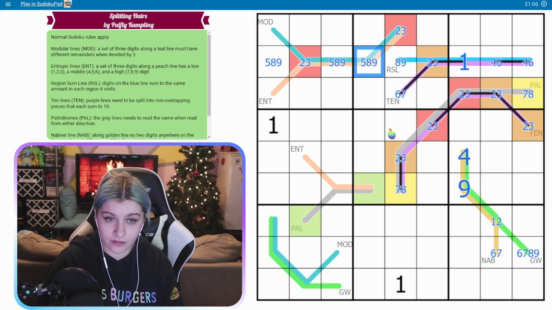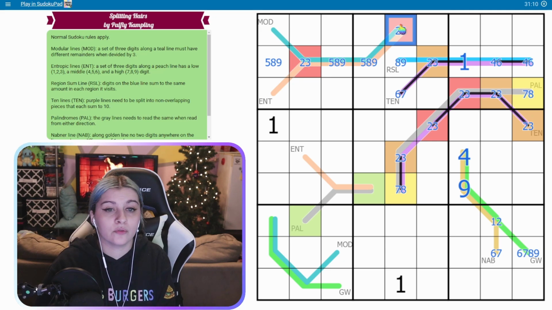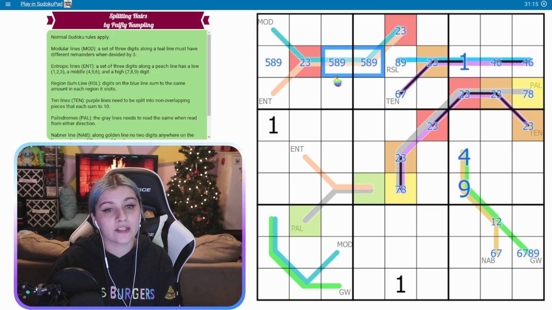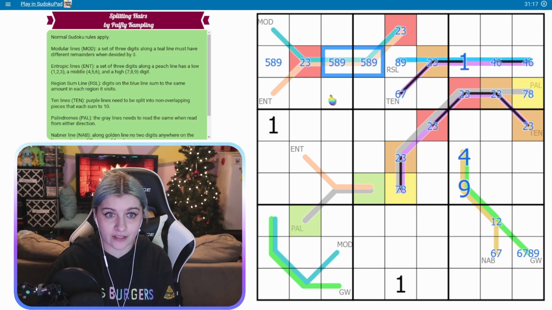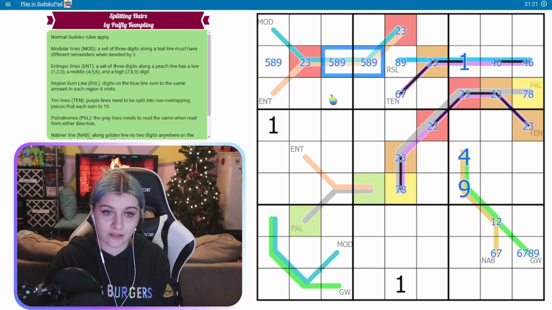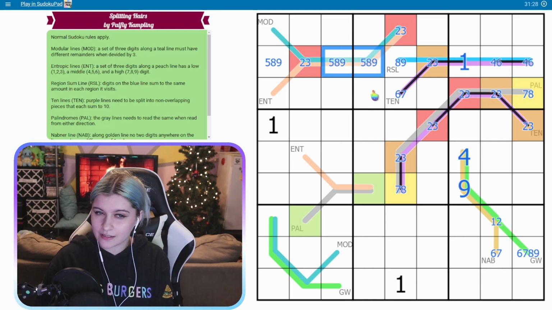What does that mean? Modular is 2, 5, 8. If this is a 2, these have to have different modular sets, and 5 and 8 are from the same modular set. So I don't want this to be 5 and 8, meaning I have to use a 9 here, right?